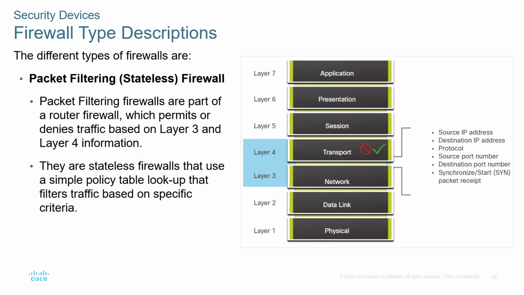Firewalls typically operate at layers 3 and 4, and that's going to be a stateless firewall. Basically, that means that it's not going to pay attention to the overall state. So packet filtering firewalls are part of the router firewall. They filter data at layer 3 and layer 4. There are stateless firewalls that use a simple policy that basically says either allow or deny based off a protocol.